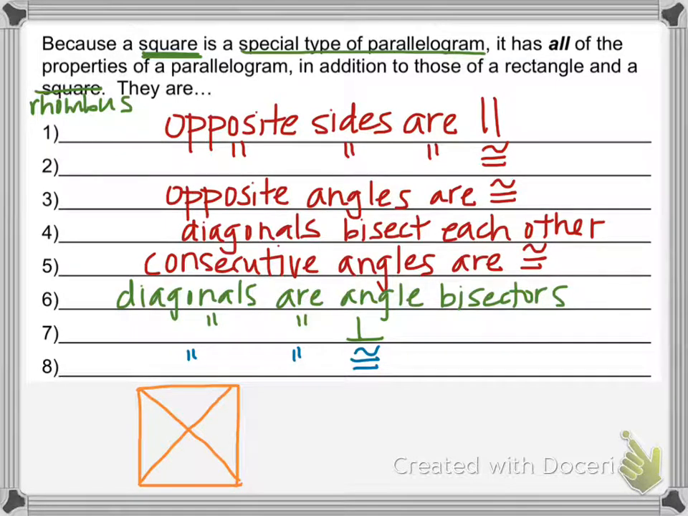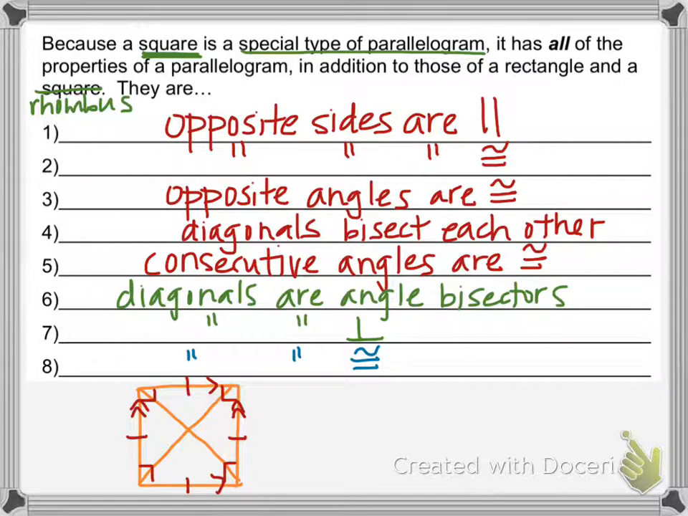Let's look at the properties it gets from parallelogram. Opposite sides are parallel. Opposite sides are congruent. And because square is the son, or the offspring, of a rhombus, all 4 sides are also going to be congruent, right? All 4. Opposite angles are congruent. Now, just like a rectangle, because it's getting properties from rectangle as well, those opposite angles are not only congruent, but they're right angles. So we've got 4 right angles there.